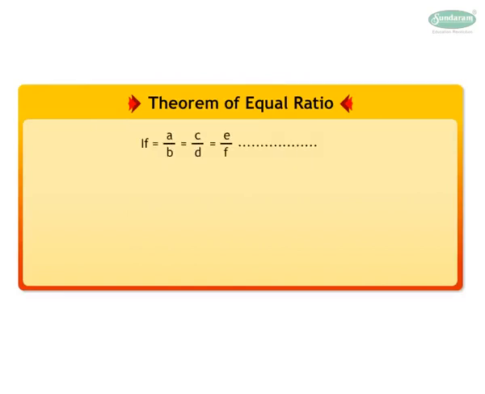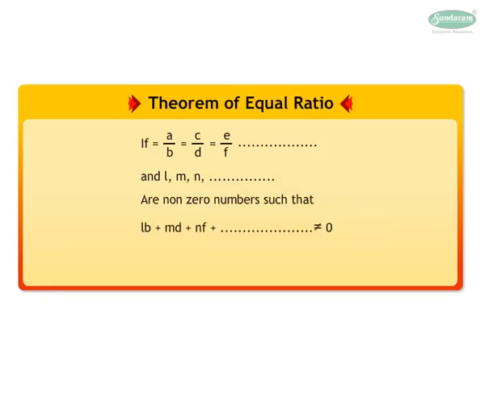If a/b = c/d = e/f, and this continues indefinitely, and if l, m, n and so on are non-zero numbers such that l·b + m·d + n·f + and so on is not equal to 0, then each ratio is equal to (la + mc + ne + so on)/(lb + md + nf + so on). We shall now use this interesting theorem of equal ratios to solve the problems.